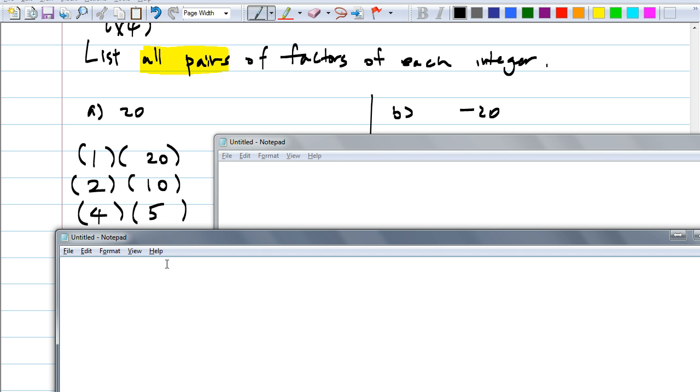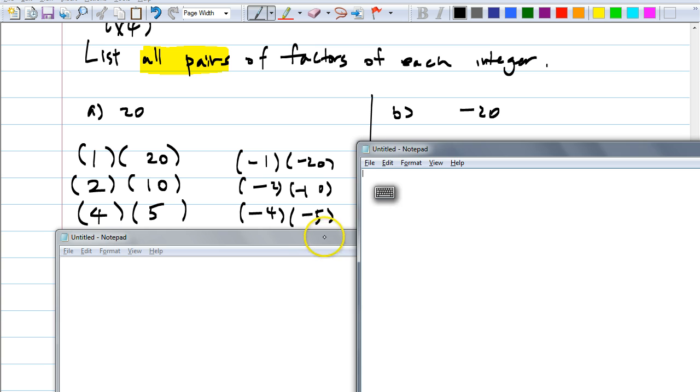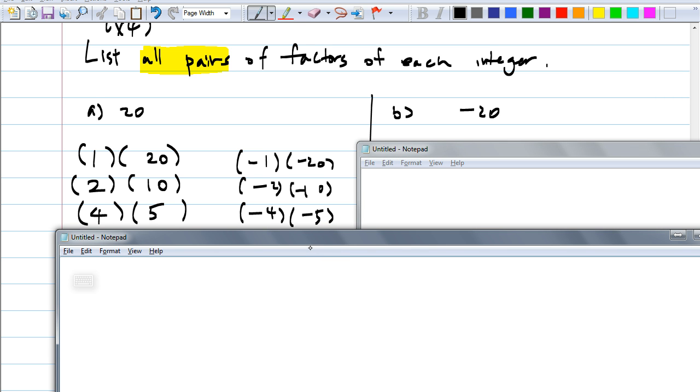Yeah, all the negatives. So do you think I get negative 1 times negative 20 is one of them? So on your homework, if they say just factors, yeah, you have to give both positive and negative factors. You know what I mean? You can't just give me half of it. So how many pairs of factors of 20 do we have? 6. There are 6 pairs.